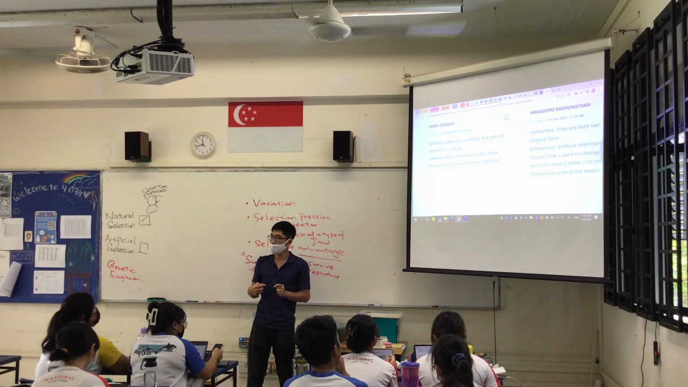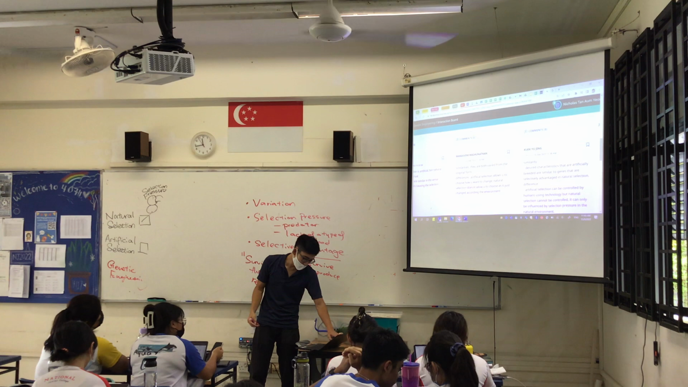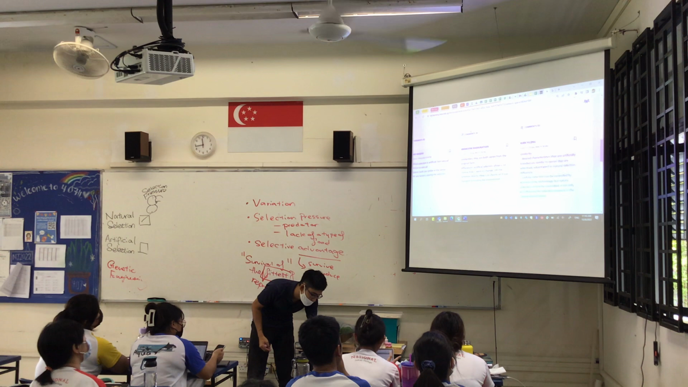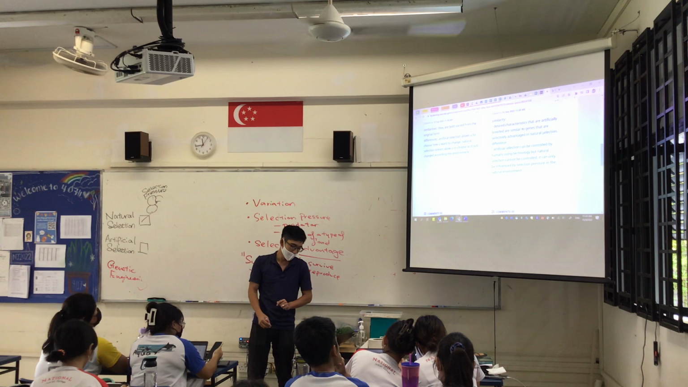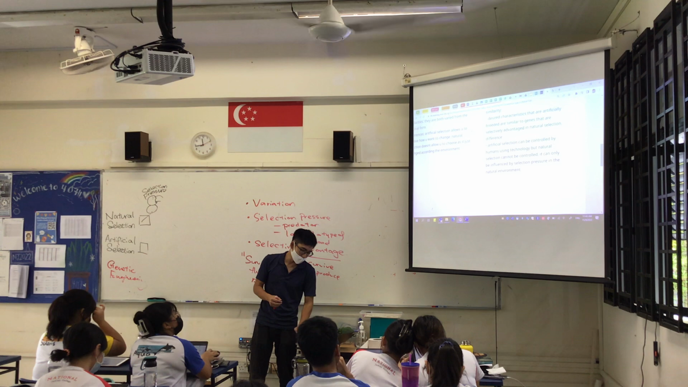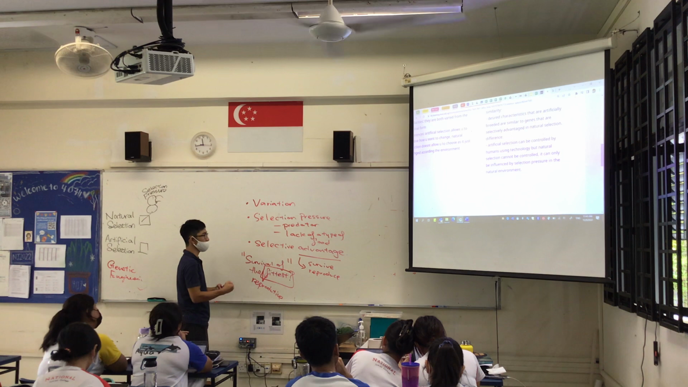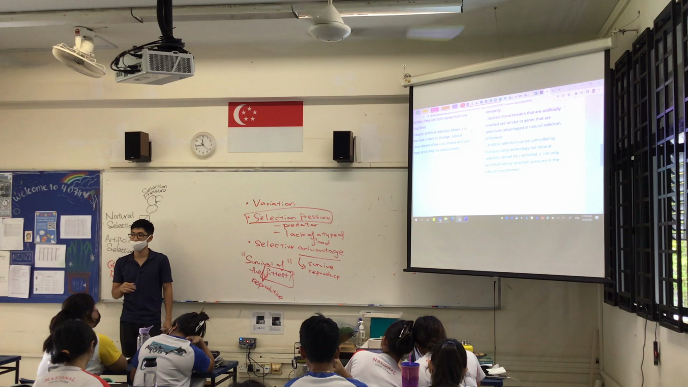I saw one rather interesting point about selection pressures. Not sure if I still see it. Yuqing says artificial selection can be controlled by humans, but natural selection cannot be controlled. Fair enough. It can only be influenced by the selection pressure in the natural environment. Okay, then I have a question for you. In artificial selection, is there a pressure? Is there selection pressure in artificial selection?